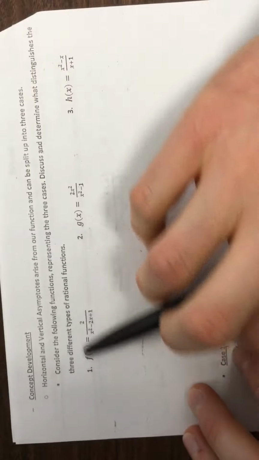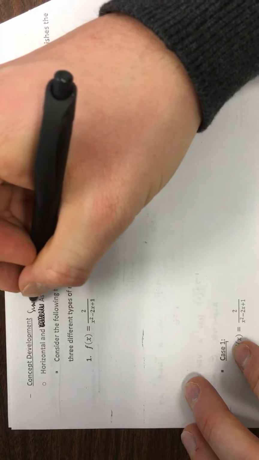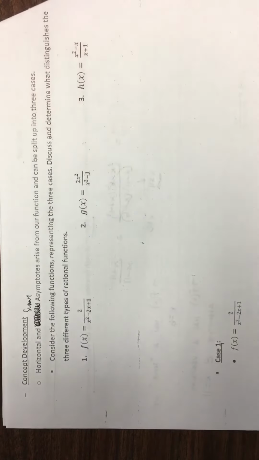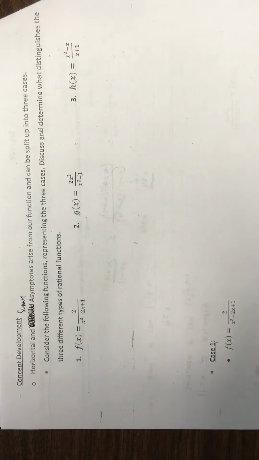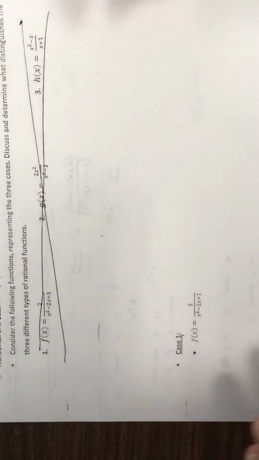I'm going to skip this piece, and this should say slant. Now we get to where the horizontal and slant asymptotes come from. We can break it up into 3 cases. I'm just going to go straight to the cases. We talked about this briefly, not very long. It wasn't a very productive conversation. So I'm just going to go to case 1.